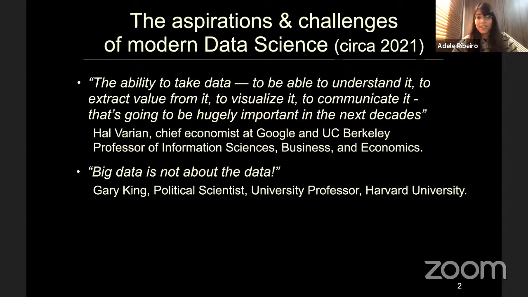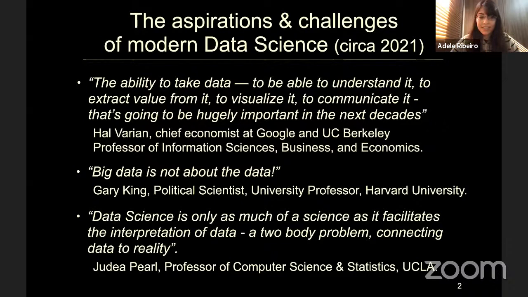And Judea Pearl, the father of modern causal inference theory, is also a professor of computer science and statistics at UCLA. He combines these two other views of data science by saying that data science is only as much of a science as it facilitates the interpretation of data. It's a two-body problem connecting data to reality.